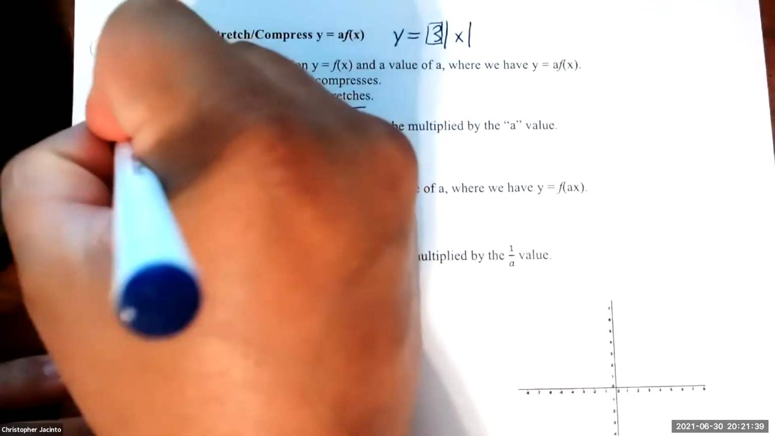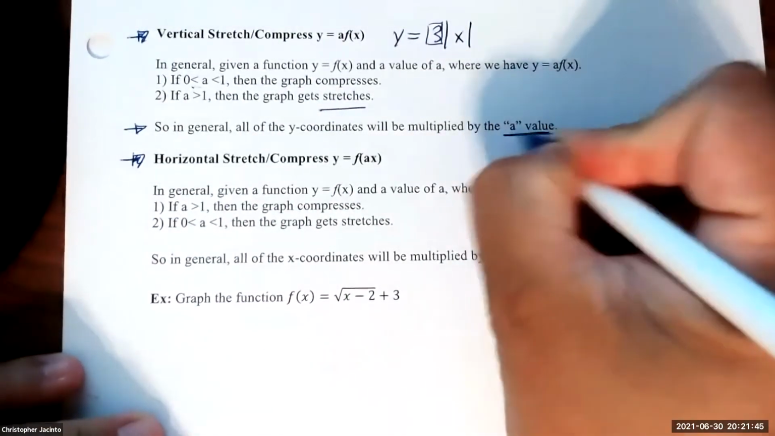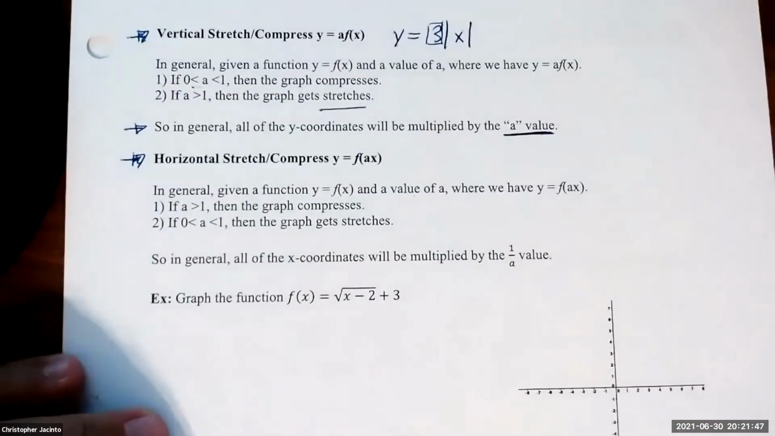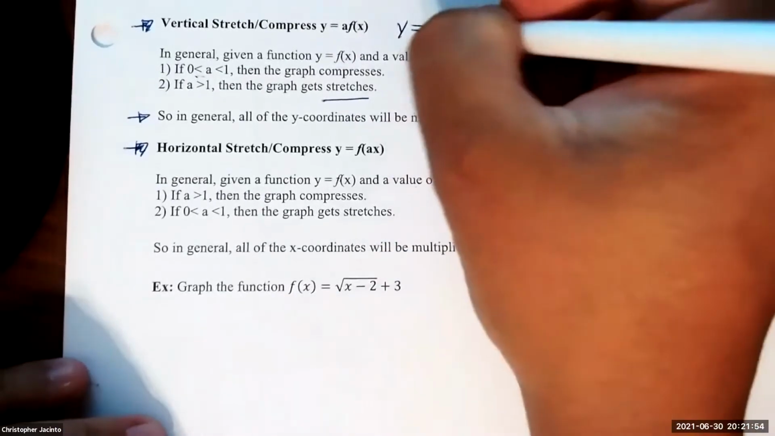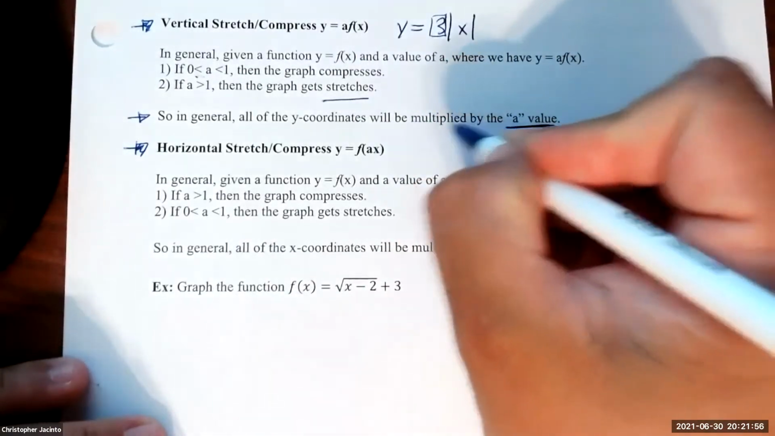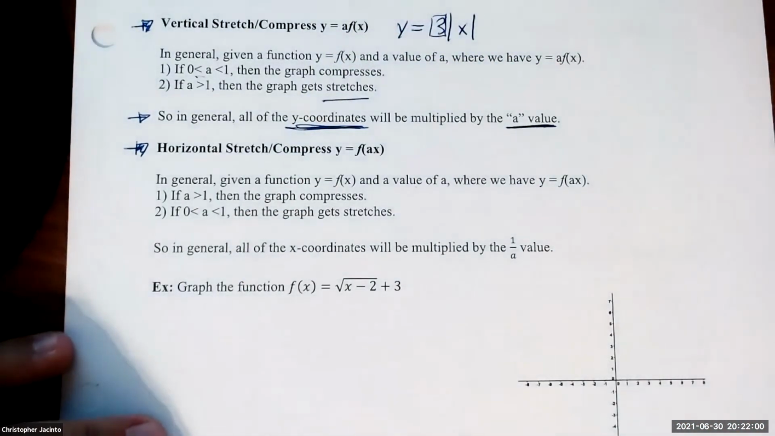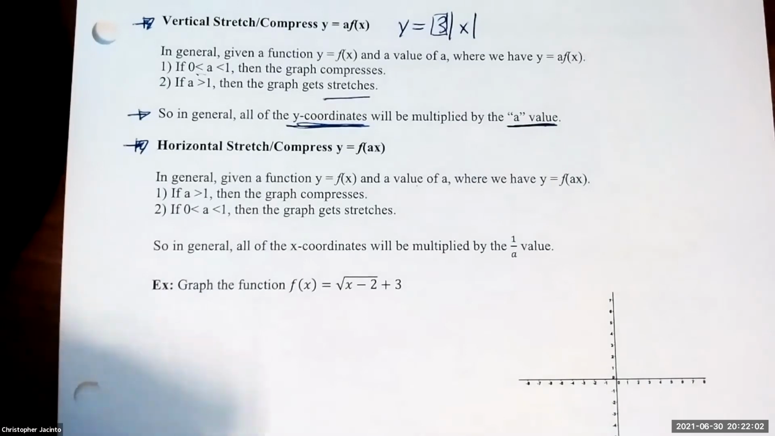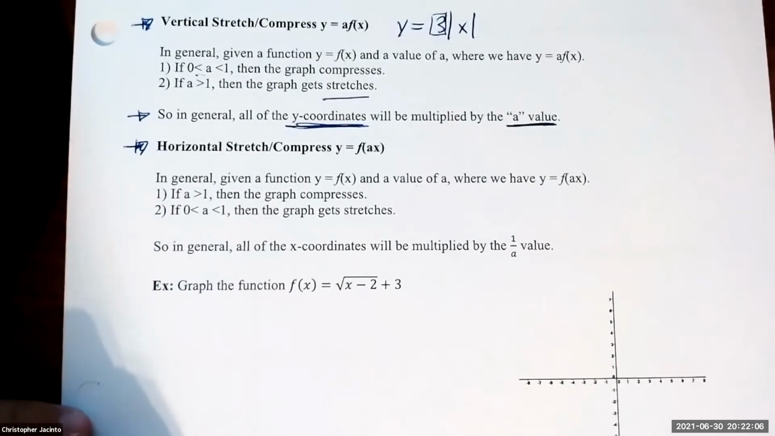This, however, is very special because in general, all the y coordinates will be multiplied by this single a value here. Okay. And again, I'm going to give an example of how that's going to come into play in a little bit. But the key thing is, again, the y values are being affected by that outside number. On the contrary, horizontal stretches and compressions are the opposite.